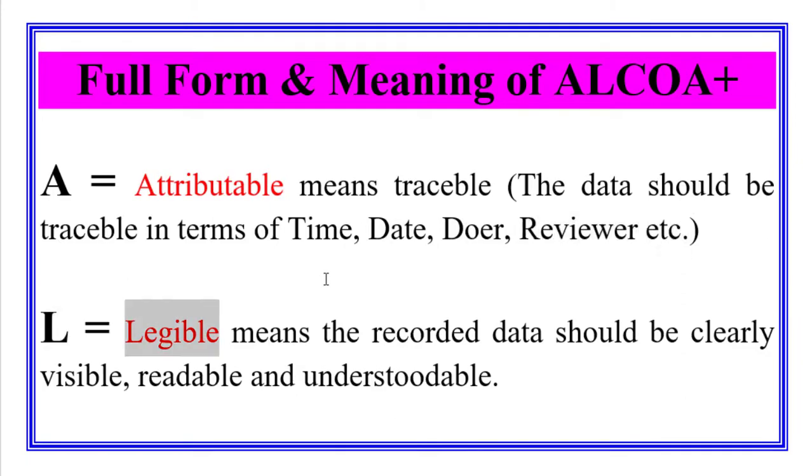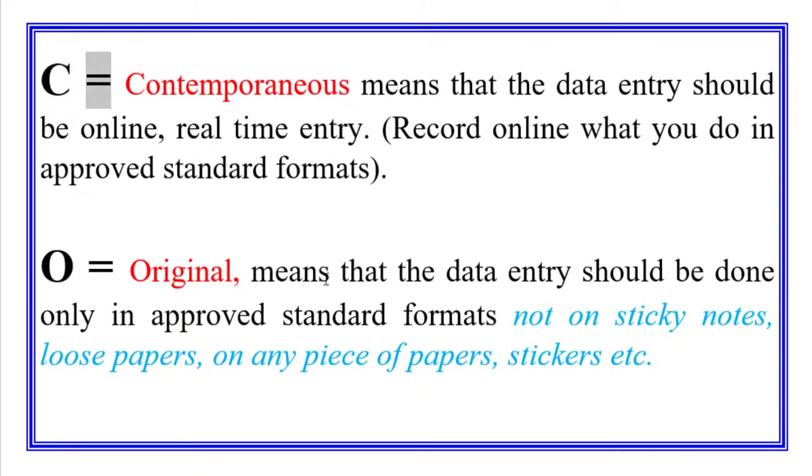L equals legible means the recorded data should be clearly visible, readable and understandable. C equals contemporaneous means that the data entry should be online, real-time entry. Record online what you do in approved standard formats. O equals original means that the data entry should be done only in approved standard formats, not on sticky notes, loose papers, on any piece of papers, stickers, etc.